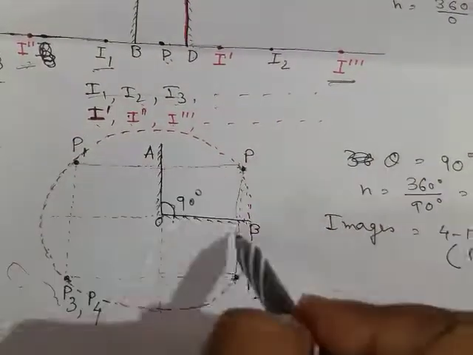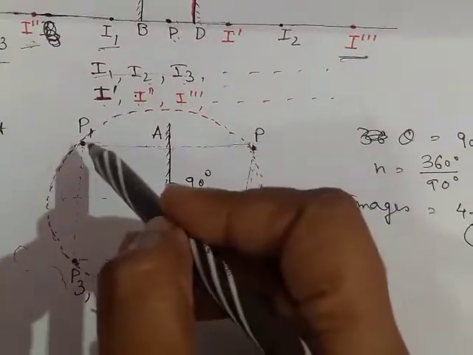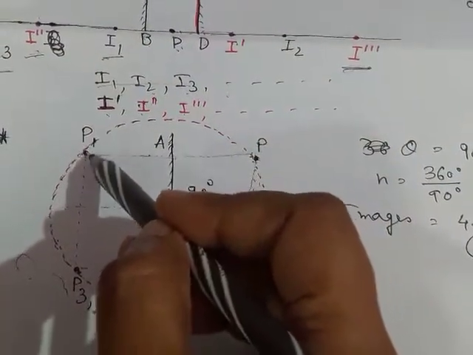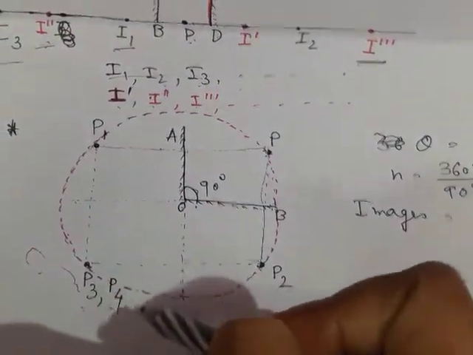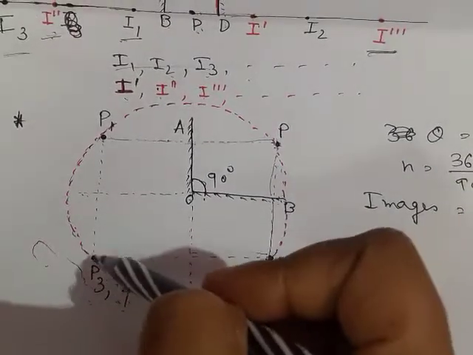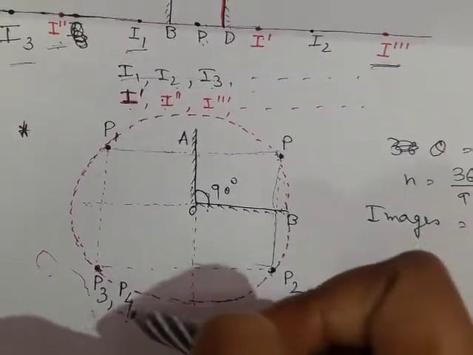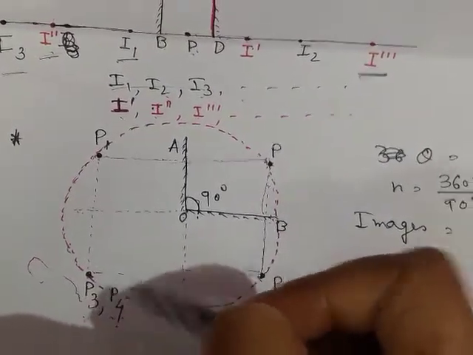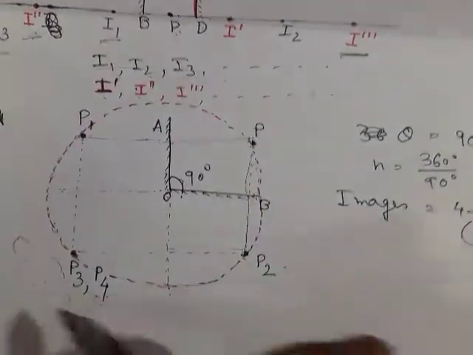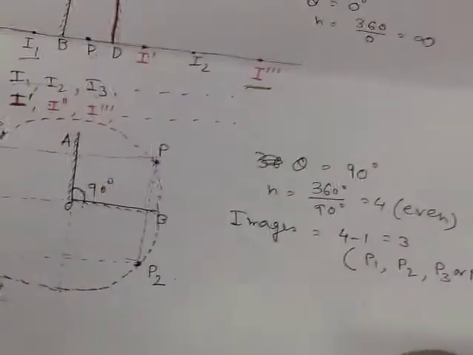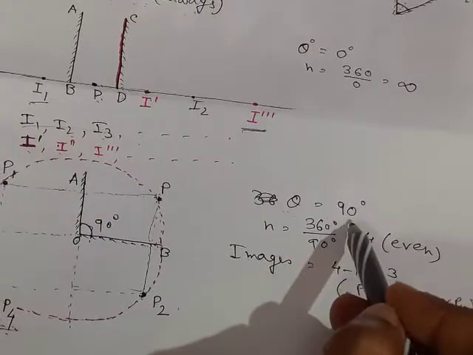Similarly, P1 is in front of OB. If you extrapolate OB in the backward direction, then we will get the image of P1, that is P4. But you will see that P3 and P4 are generated at the same position. So P3 and P4 superimpose with each other, then we get three images of P, that is P1, P2 and P3 or P4.